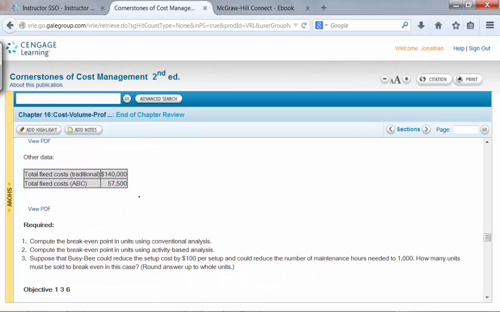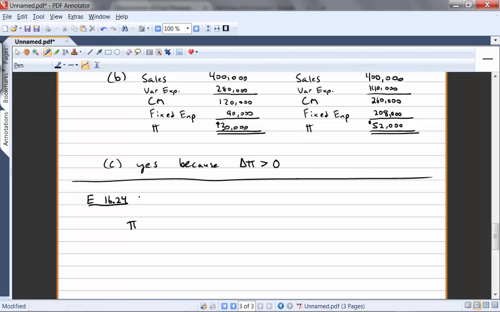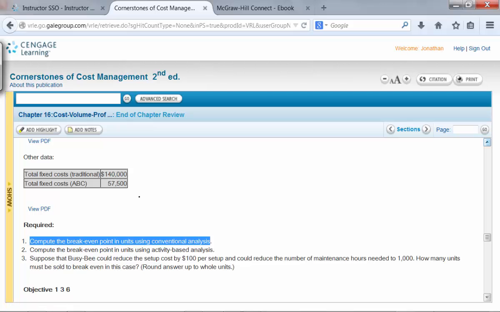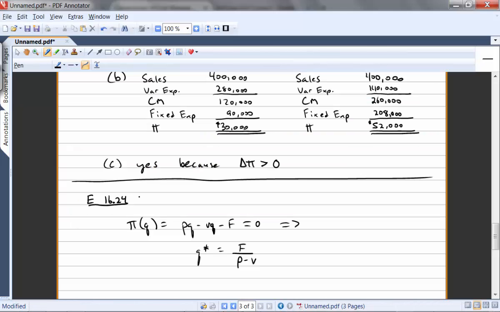Now, number 1, compute the break-even point in units using conventional analysis. Well, if we use conventional analysis, we ignore the activities, and our break-even point computation is done just as we've been doing it all along. Take our profit equation, we set it equal to 0, and solve for Q. So P in this case is $1 each loaf. First of all, what are the units of the output? The units are loaves of bread. So one loaf is $1. So P is 1.